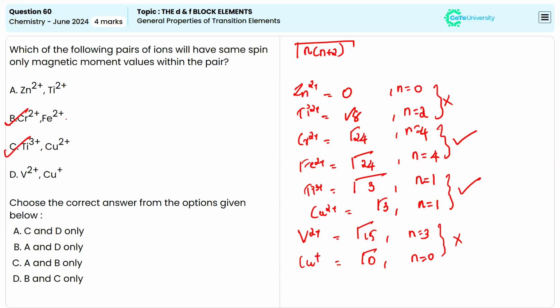We have similar values for pair B: Cr2 plus and Fe2 plus have the same value, that is square root of 24, and titanium 3 plus and Cu2 plus also have the same value, square root of 3. So these two pairs have similar values with each other. So the correct answer is B and C, that is option D. Okay, D. Write down the values. Don't miss the values. Write it down.